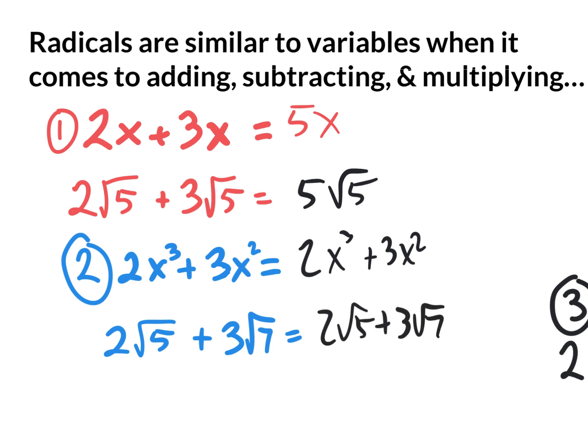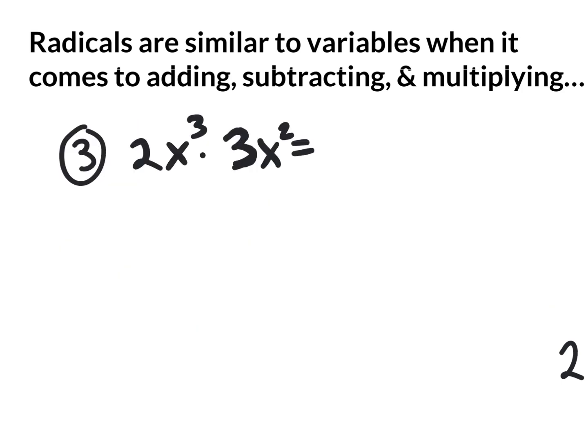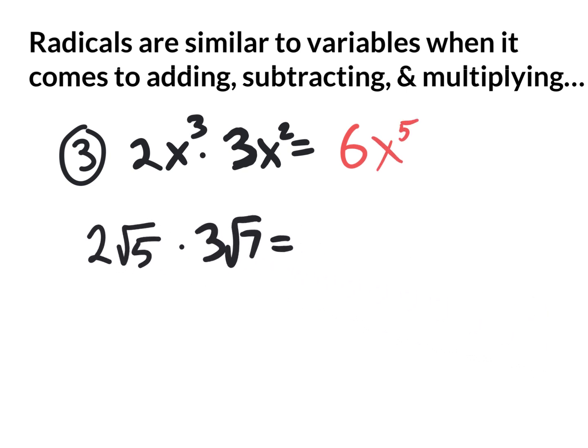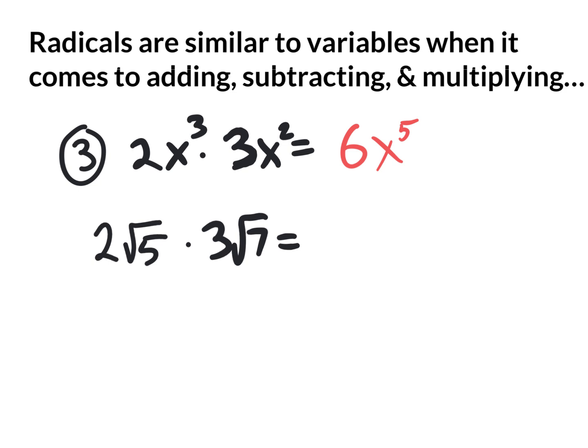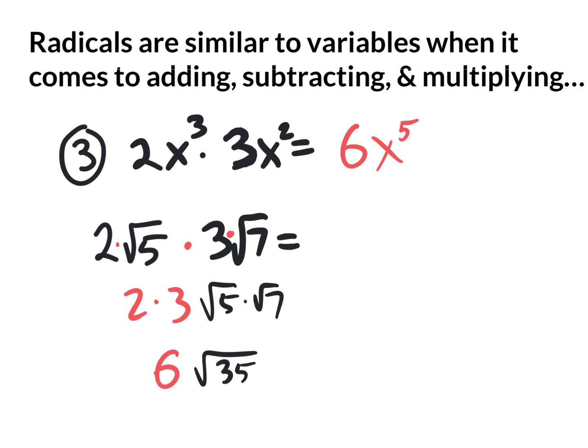Okay, let's do one more. In Algebra 1, you could multiply anything, right? 2x to the third times 3x to the second. What's that answer in Algebra 1? 6x to the fifth. Okay? In Algebra 2, right here with radicals, we could multiply anything. So again, right here, you really have a 2 times the square root of 5 times 3 times the square root of 7. So rearrange it, 2 times 3, and then the square root of 5 times the square root of 7. So 2 times 3 is 6, and the square root of 35 is what you would have right there.